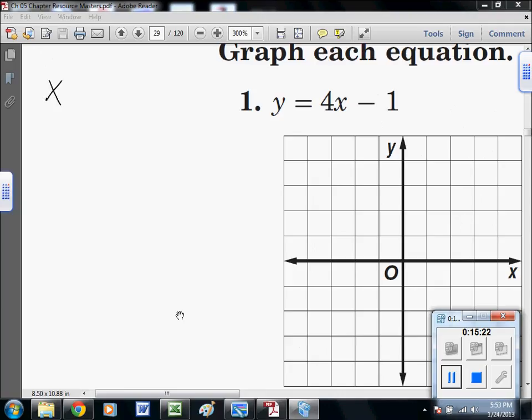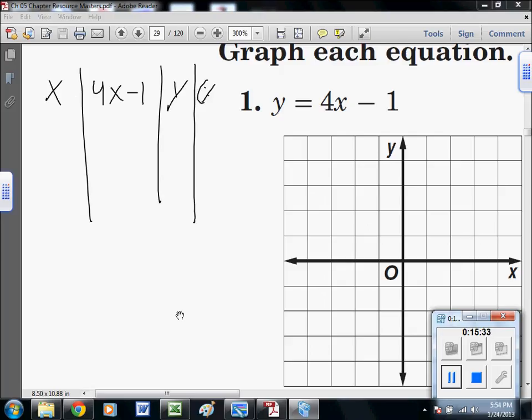Maybe you need help with just the input-output table, so we'll start with that. So x is your first column, the function is your second column, y is your third column, and then, oh, I lied, one more column, x comma y. I was thinking of the last video. So those are your 4 columns. If you needed help just setting it up, start there.